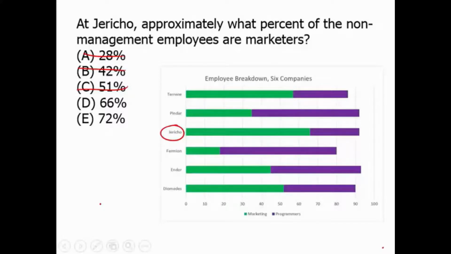Well, think about it this way. 66 is 2/3. If it were 2/3, it would mean that we could take this piece and then 2 more of those pieces would be the size of the green bar. But clearly the green bar is more than 2 times this purple bar. And so this green bar has to be more than 2/3, more than 66%. And so the only possibility left is 72%. Answer choice E.